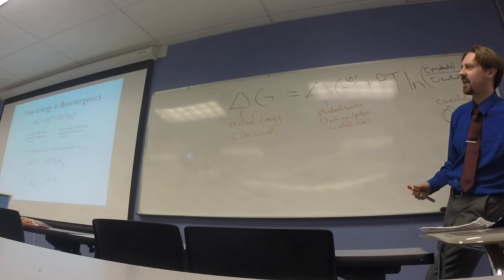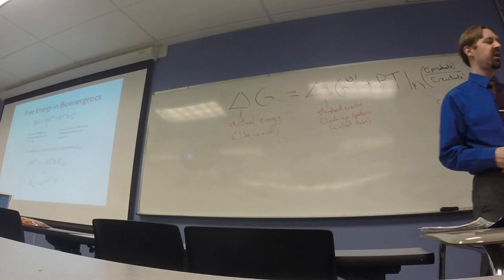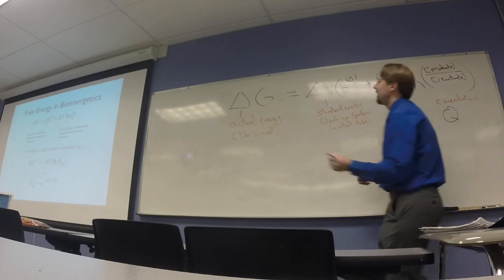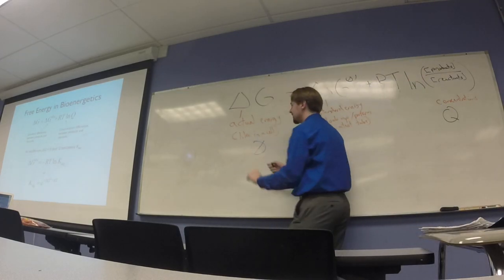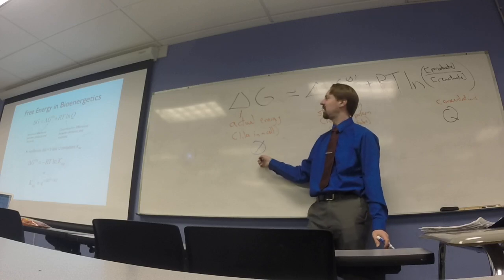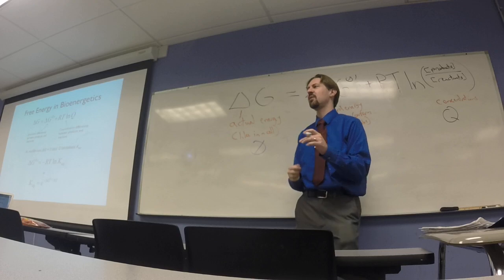Oh, slide, there we go. Notice that if we are at equilibrium, the reaction is done. The reaction is complete. Equilibrium means our delta G is 0. That's the definition of equilibrium. The reaction's driving force, the actual energy, is done. That's what equilibrium means.